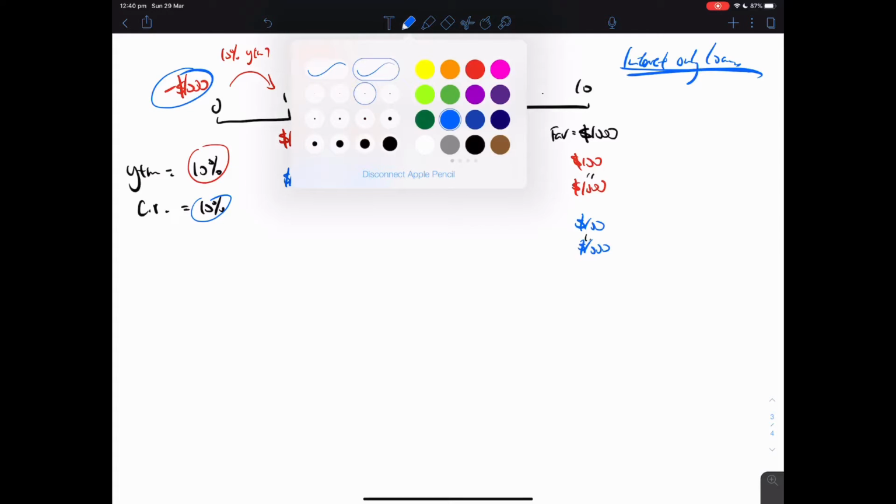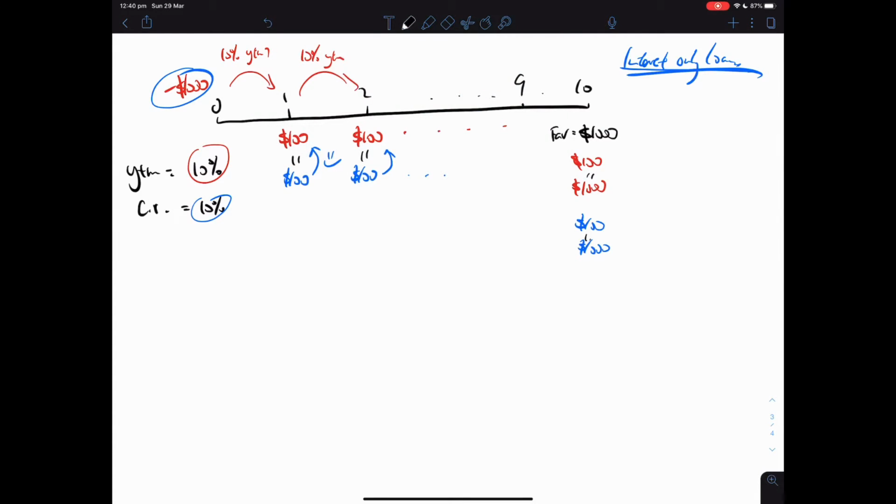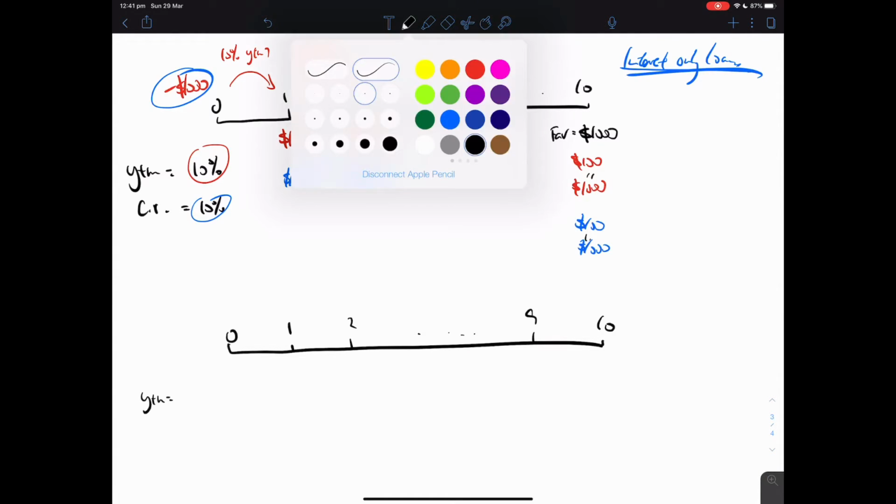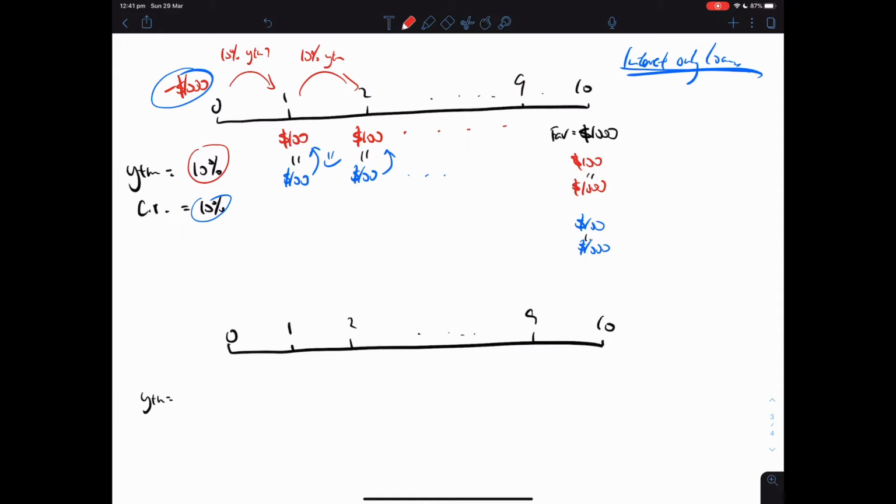And let's give you a second scenario, periods 0, 1, 2, 9, and 10. Again, we have yield to maturity. Let's say yield to maturity here is 20%. I'm just making a very big number just to give you an idea. And the coupon rate is 10%.